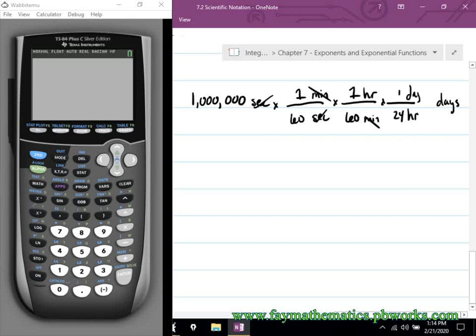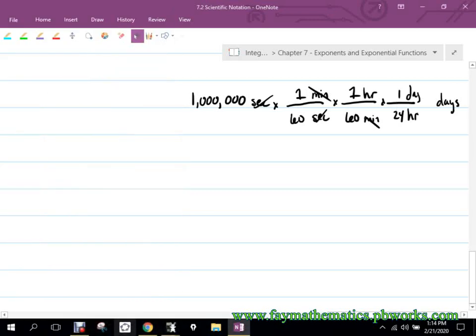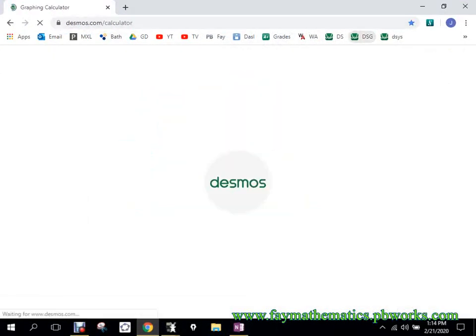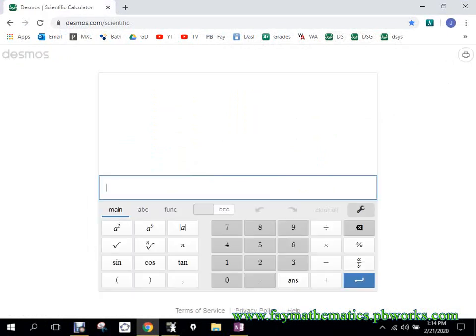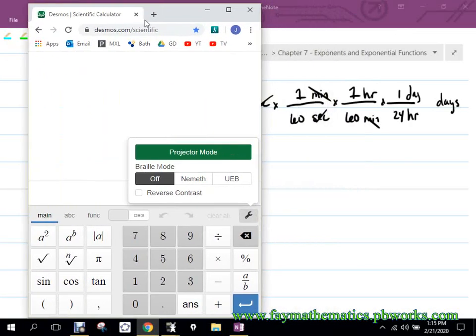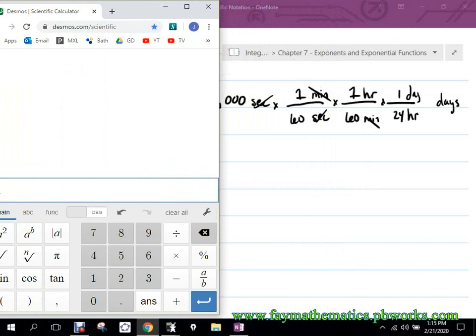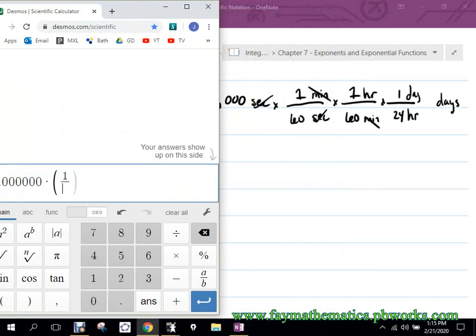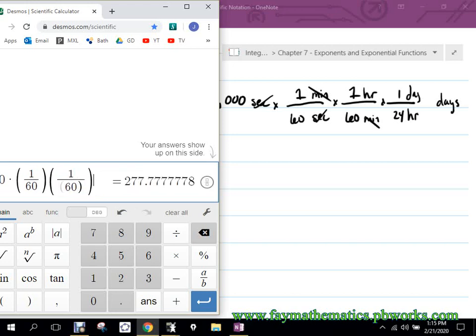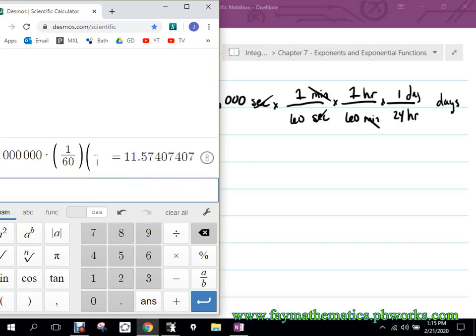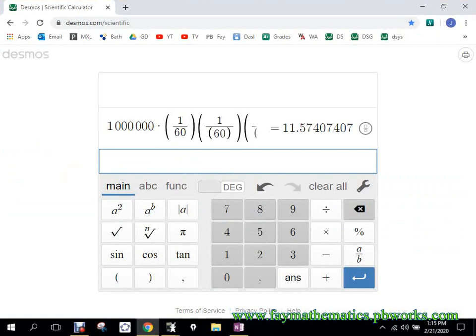24. So let's take 1,000,000. I'll use decimals, it's a little bit easier. So what we just wrote, we're taking 1,000,000, and we're going to multiply that by 1 over 60, times then 1 over 60, times then 1 over 24. So it gives me that. And what's that number in? Days.